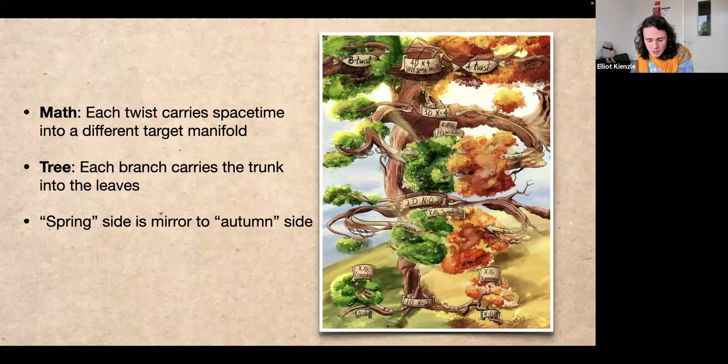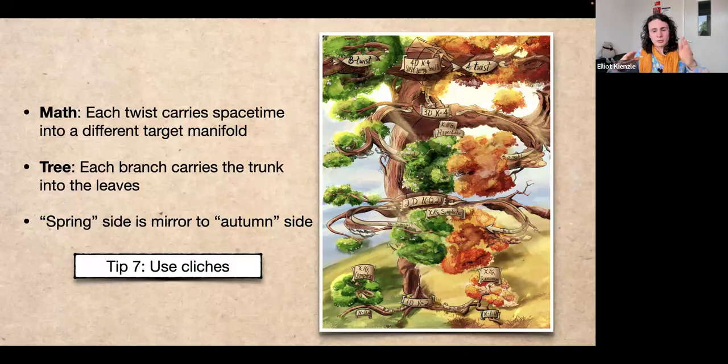And this is useful because a branch is exactly something that carries the trunk to the leaves. Makes sense. And I've stylized the leaves differently still, because this B side, the happier one, is sort of spring colors, while the other side is more autumnal. This uses the cliche that spring and autumn are often separated as dual seasons to one another. And I'm using that duality to represent the duality between the two sides of the tree picture. I'm using a cliche. Tip number 7.